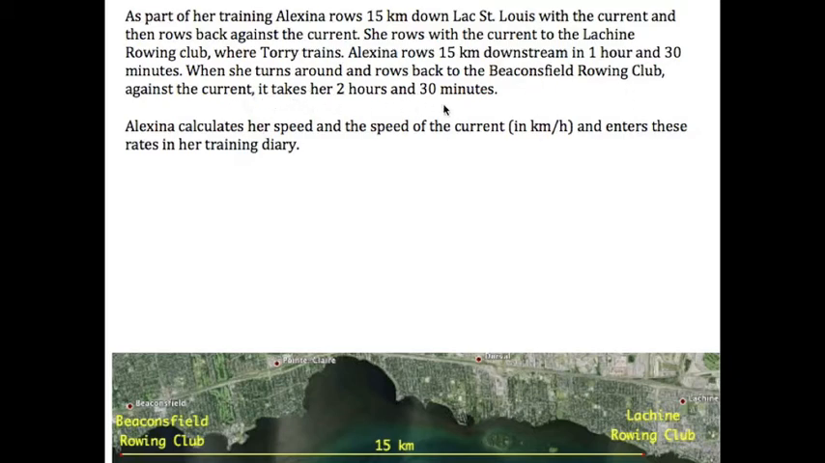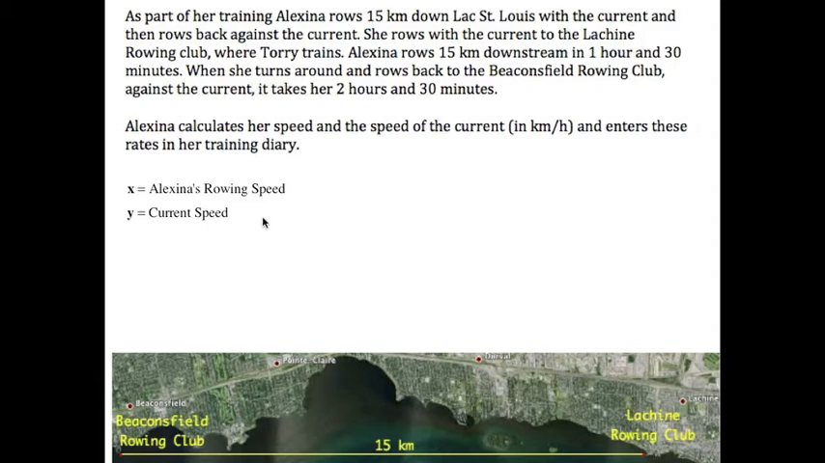and 30 minutes. Alexina calculates her speed and the speed of the current in kilometers per hour and enters these rates in her training diary. So I'm going to calculate her speed and the speed of the current. Let x be Alexina's rowing speed and let y be the current speed.